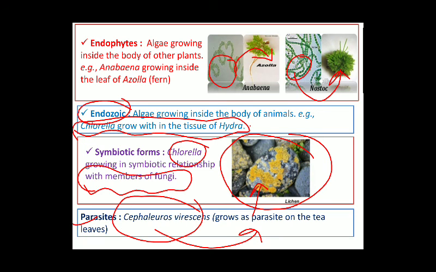Okay, this is all for today. In the next part, we are going to study the thallus organization in algae.